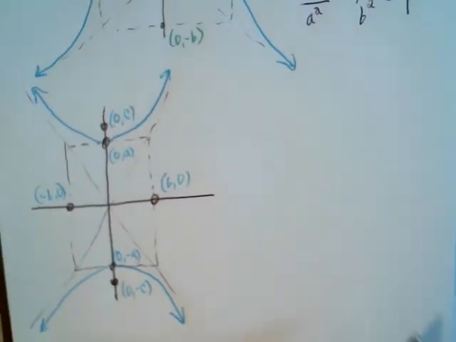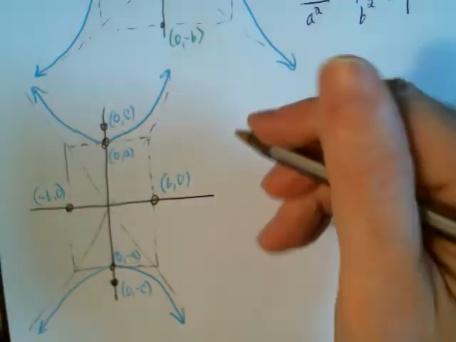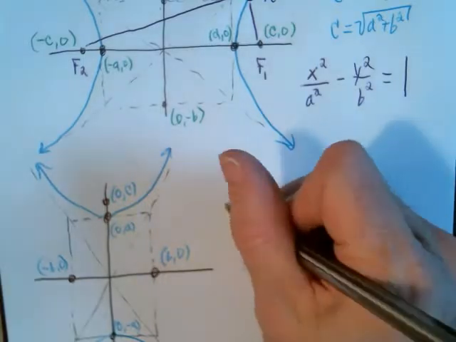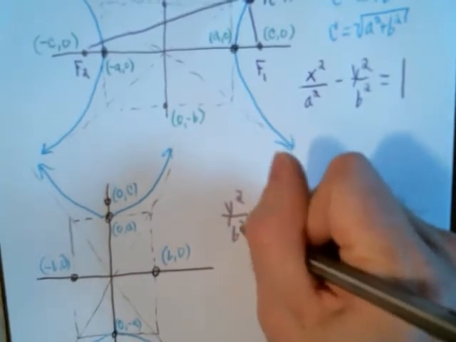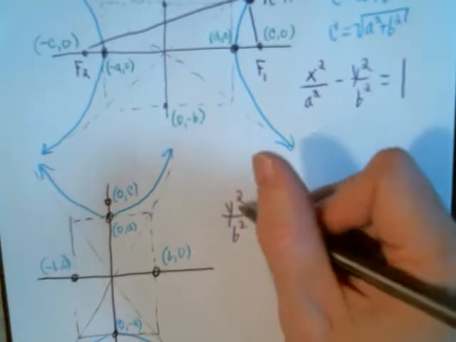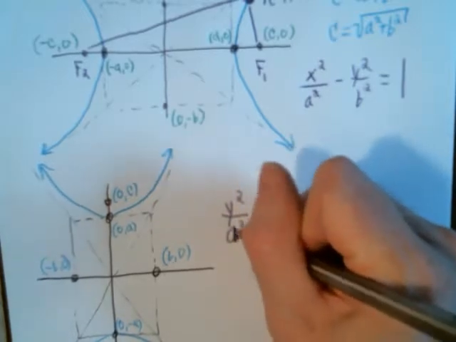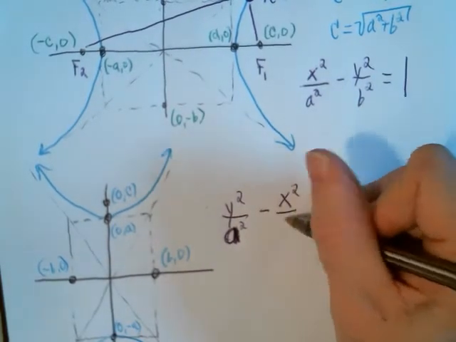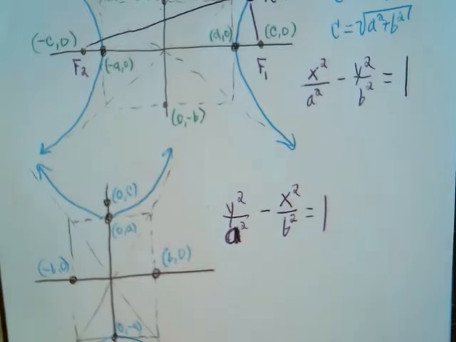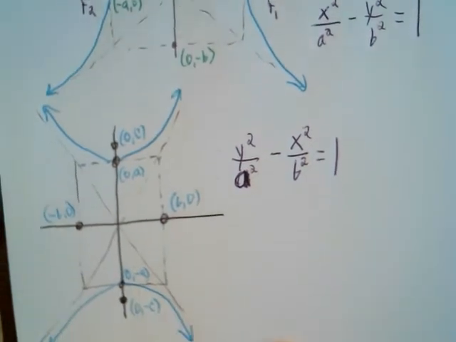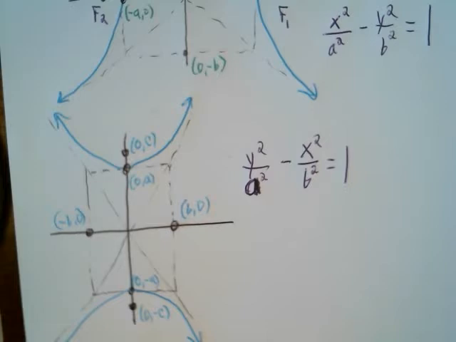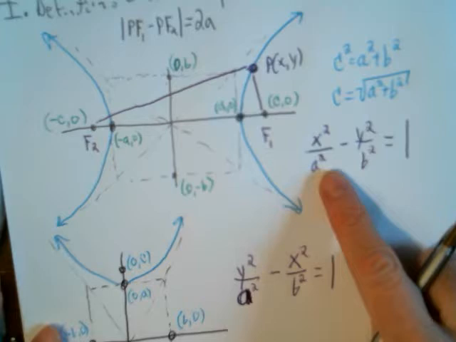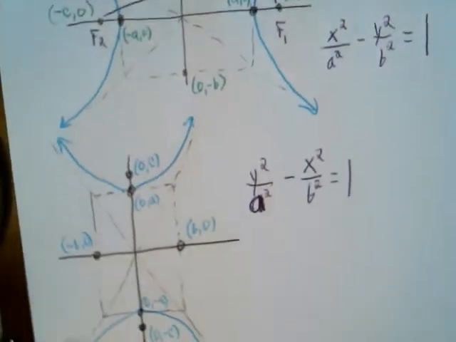Okay. And then the formula for this will have the y squared term being positive. So before it looked like this, in this orientation it looks like this. And of course, this will be a squared. Sorry about that. So y squared over a squared minus x squared over b squared is equal to 1. Basically, if you see the y term positive, you put it in this orientation. If the x term is the positive term, put it in this orientation.